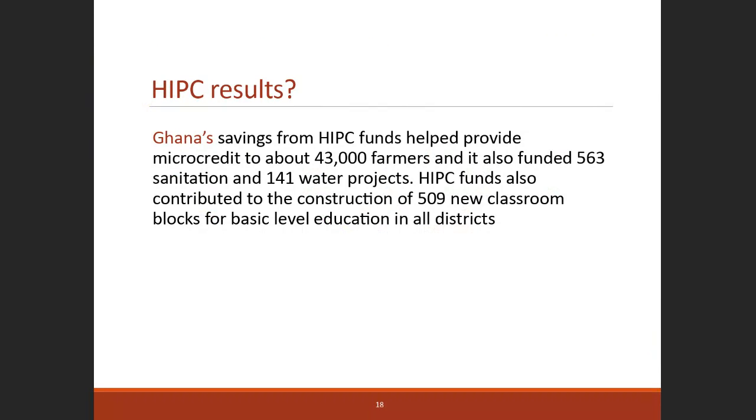So what are some of the results? Well, the good thing is that we have seen some positive results come out of the debt program. For example, in Ghana, their savings from their HIPC funds helped to provide microcredit, right, which is like credit that's under $1,000 or $2,000, to about 43,000 farmers. They funded 563 sanitation projects and 141 clean water projects. And the money that they would have sent as debt repayment also was invested in and contributed to the construction of 500 new classrooms for education, right?